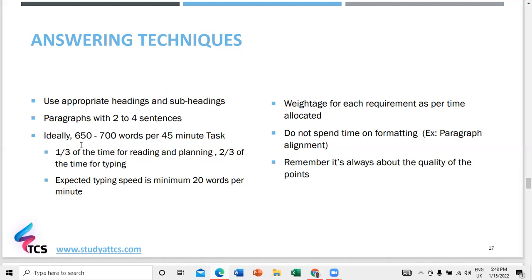And ideally, there should be 650 to 700 words per 45-minute task. So I said there are 4 45-minute tasks. So per task, you need to have 600 to 700 words.